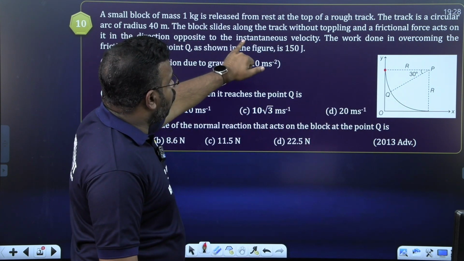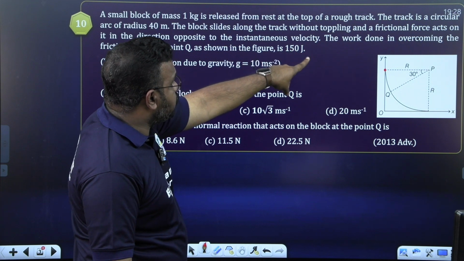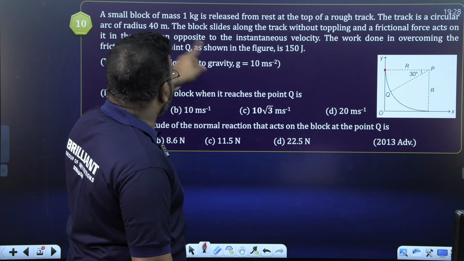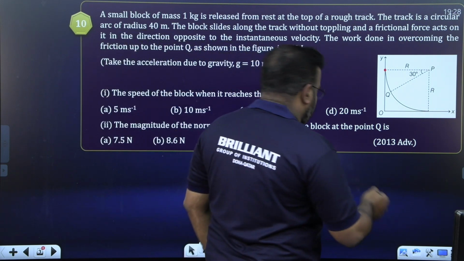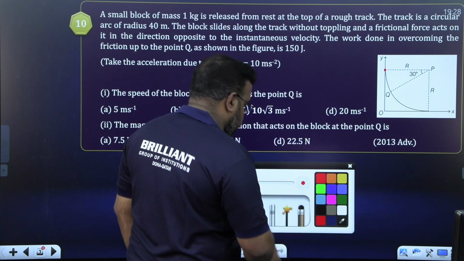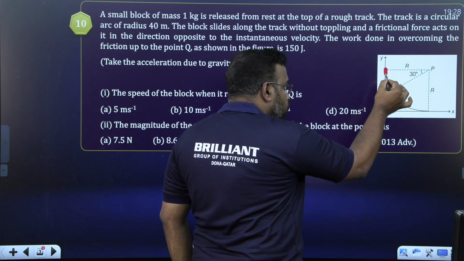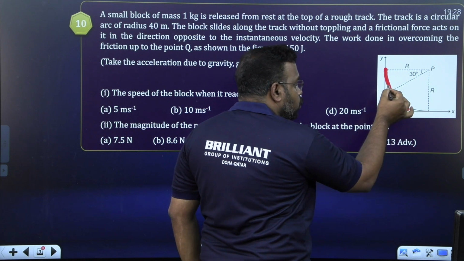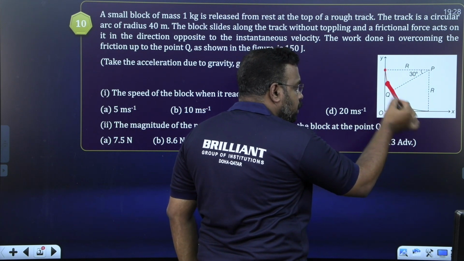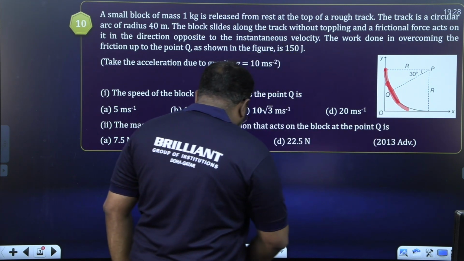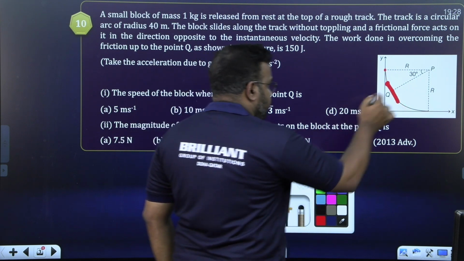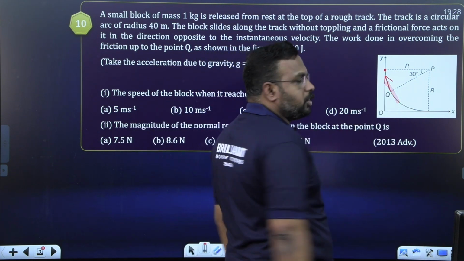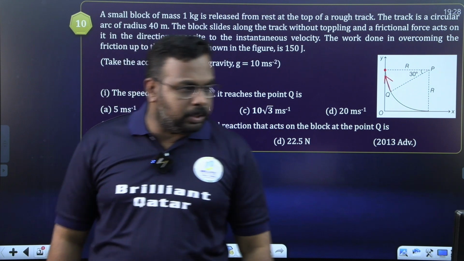The block slides along the track without toppling and frictional force acts on it in the direction opposite to the instantaneous velocity. Opposite to the instantaneous velocity means, you know that the body will be moving along this path. So at every instant the direction of velocity will be tangential. So force of friction is acting opposite to that. So that is opposite to the direction of motion. That's the direction of force of friction.